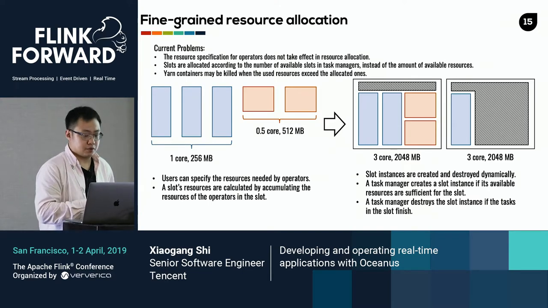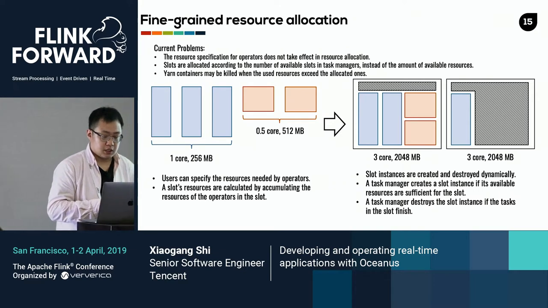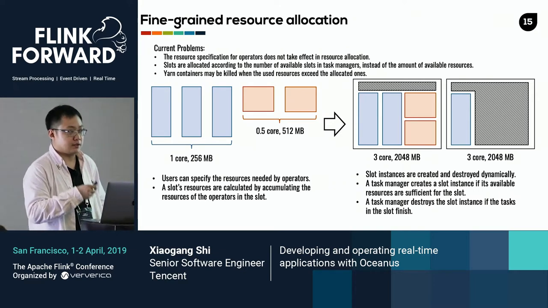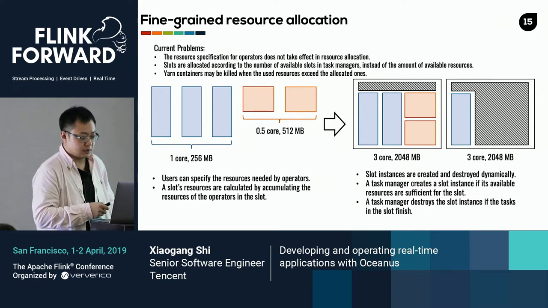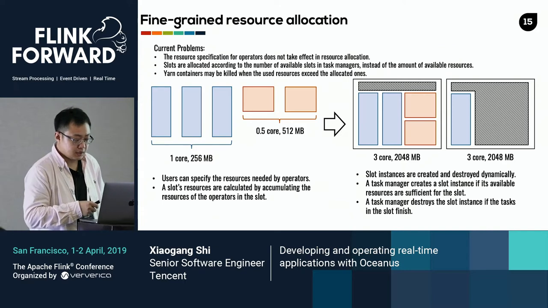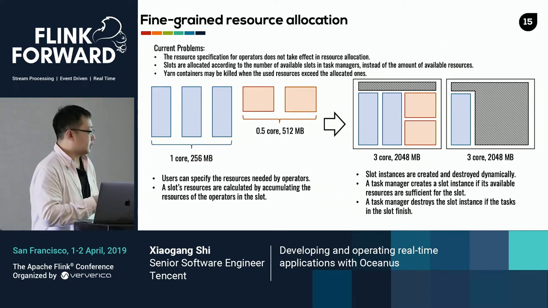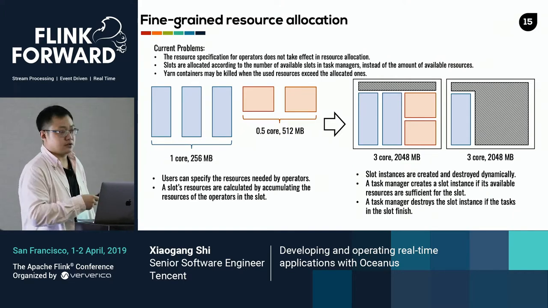satisfy the request. Currently, the number of slots in task executors is fixed via configuration, but in our implementation, the slots are created and released dynamically. So actually, the resource allocation is similar to a bin packing problem. The task executor will destroy the slot when the tasks in the slot finish.